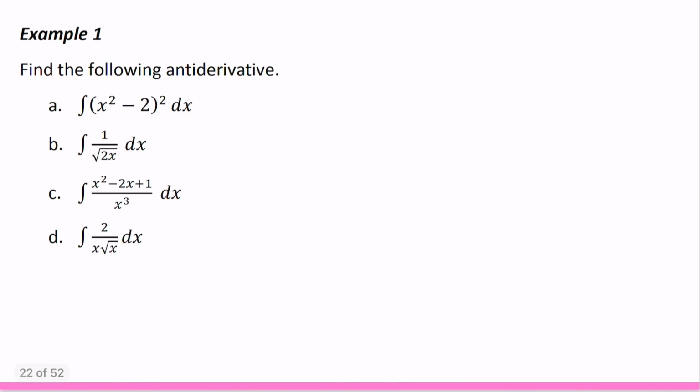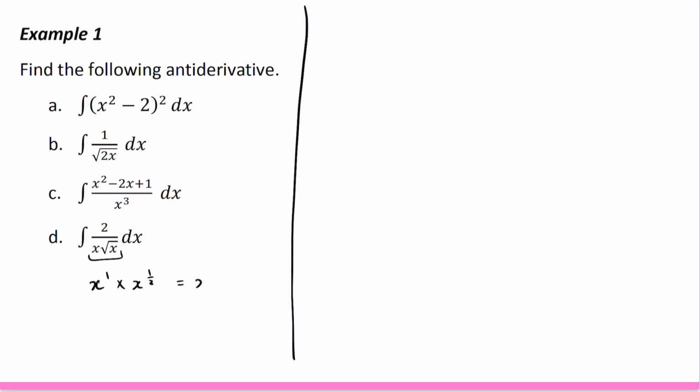Okay, for our final one, D. Again, here I've got a function multiplied by another function, and it's also at the bottom. So there's quite a lot going on, and we want to simplify it before we start working with it. One way to think about this denominator is that that's x to the power of 1 times x to the power of a half. And we know when we multiply two indices with the same base, we just add the powers. So that's x to the power of 3 on 2.